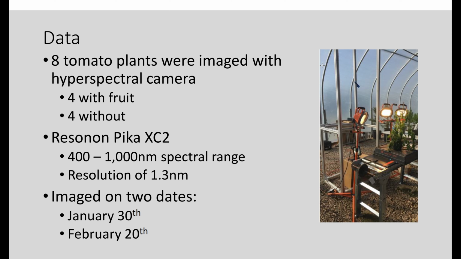Immediately after that first imaging date, 4 of those plants had all the flowers taken off of them, so that we were left with 4 plants with flowers and 4 plants without. This was meant to create a scenario where the plants with fruit were going to be more stressed for carbohydrates because they had developing fruit.